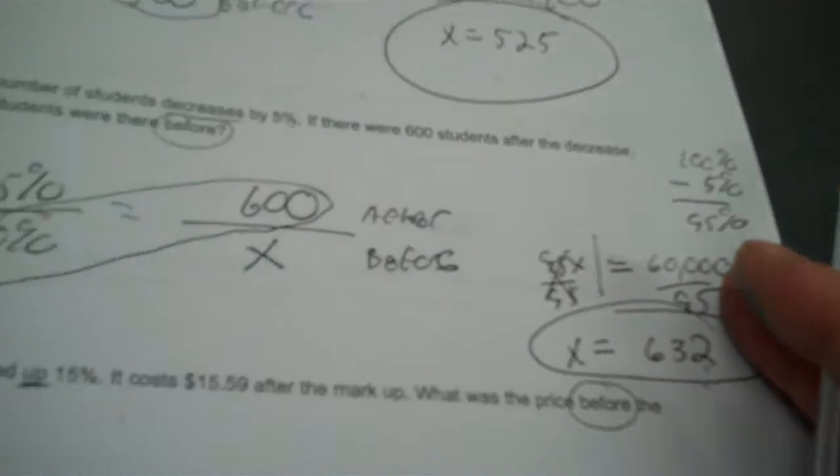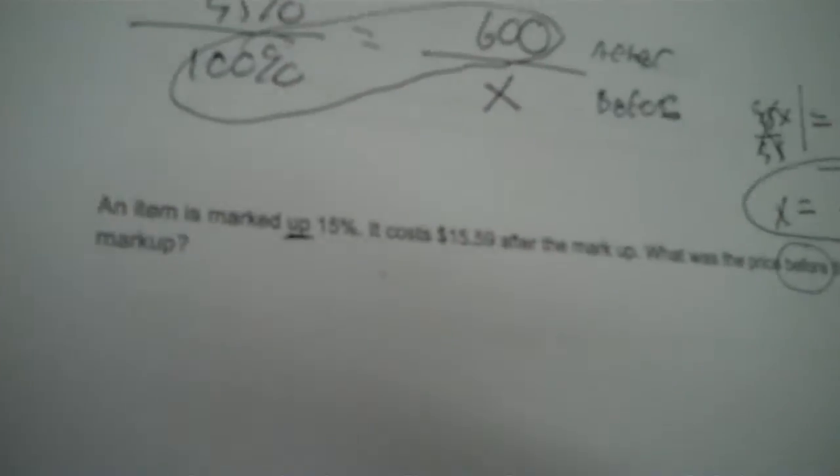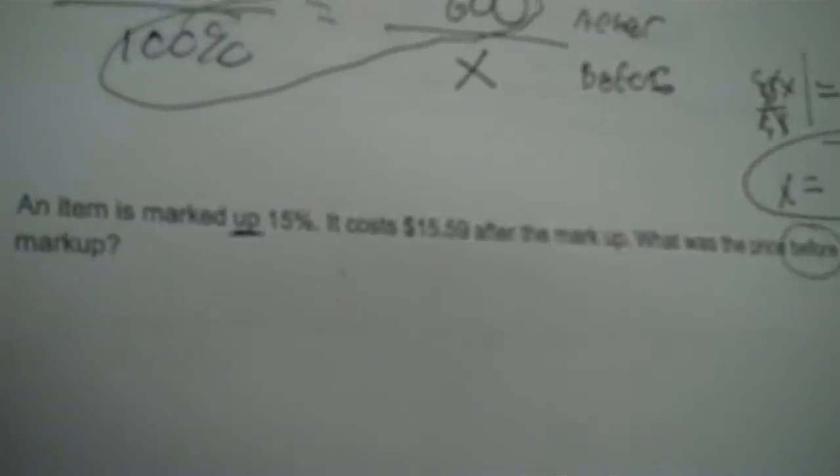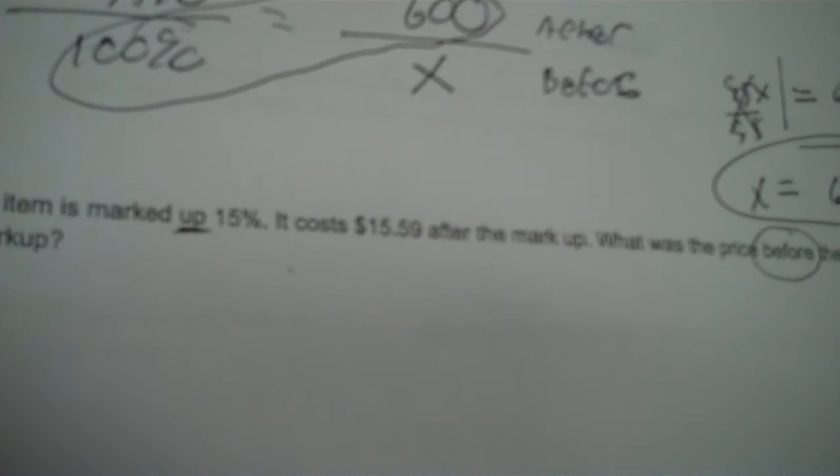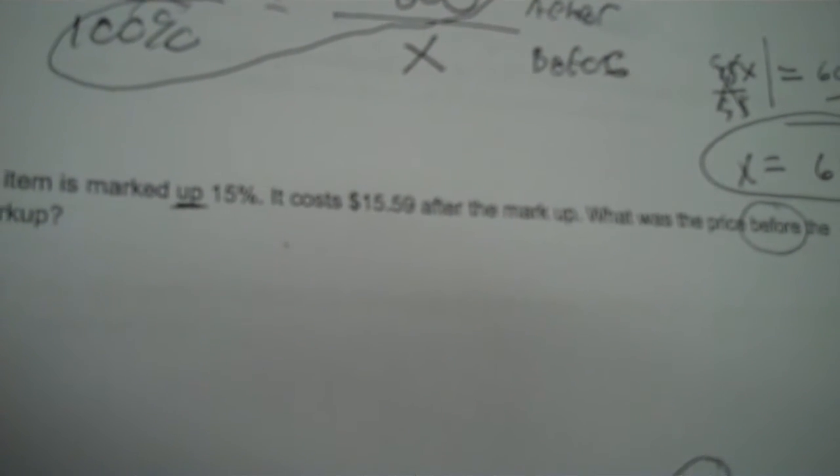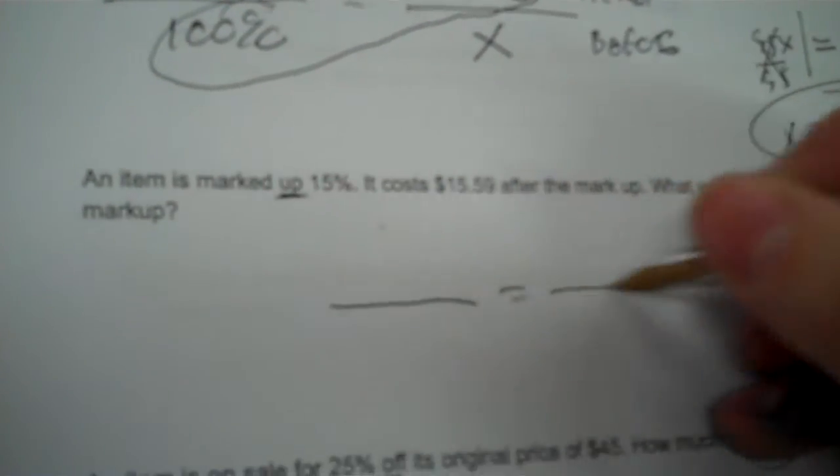An item is marked up 15%. It costs $15.59 after the markup. What's the price before the markup? So again, the word up 15% means I would need to add 15% to 100, not just put 15%, if I want to use this method. There are other methods to use on this. I'll start with this one, see how you do with it.